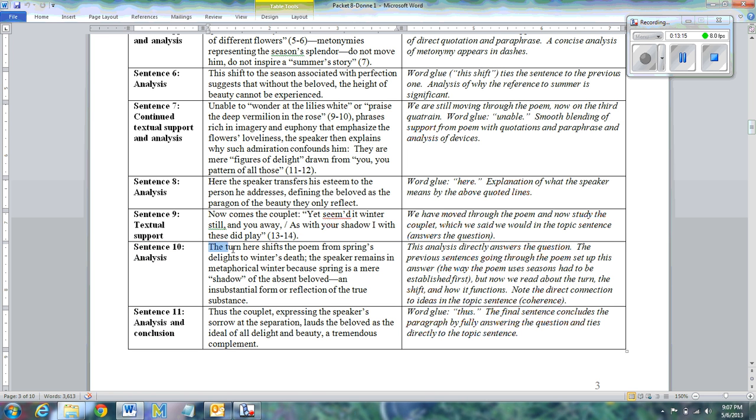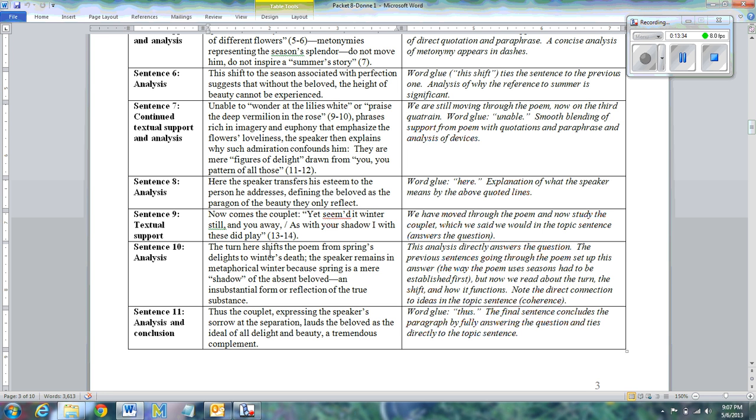So the turn here, right? We're talking about a couplet in a sonnet. There's a turn. Shifts the poem from spring's delights to winter's death. A turn is going to shift something, and I explain what shifted. Because he was talking about spring, then he was talking about summer's story. Now he says winter.